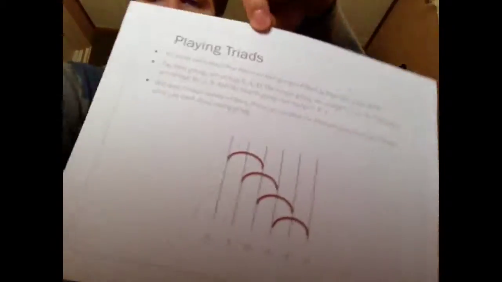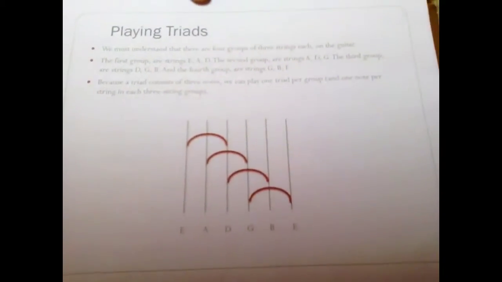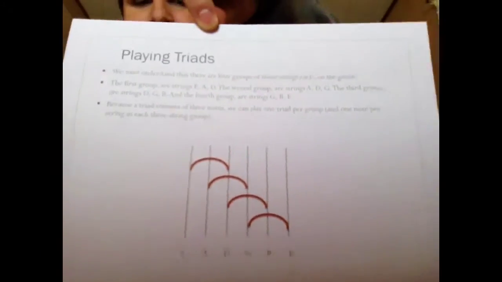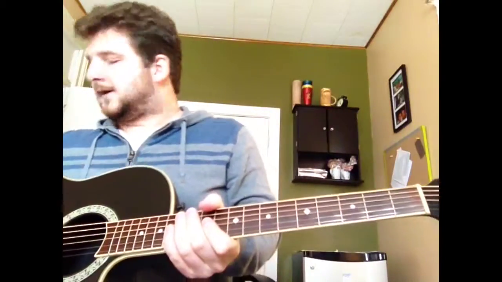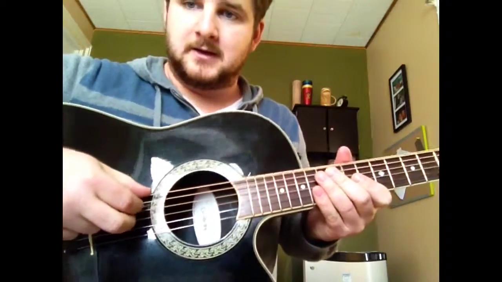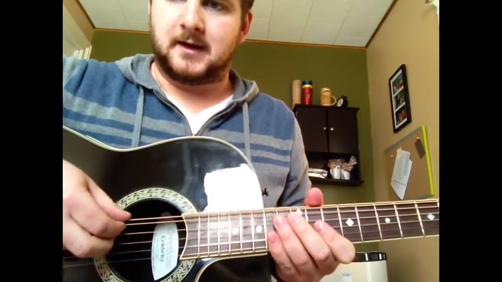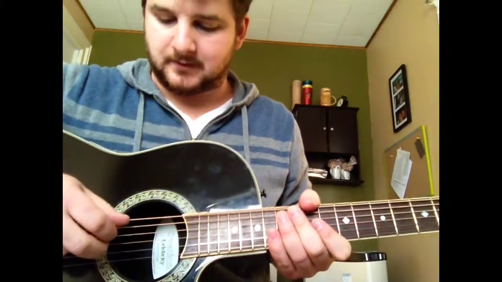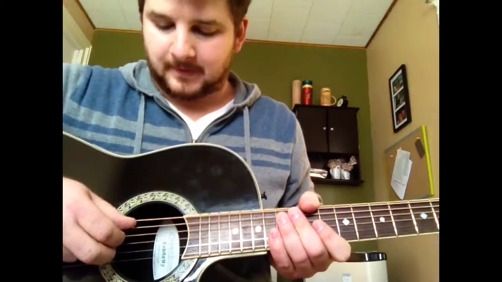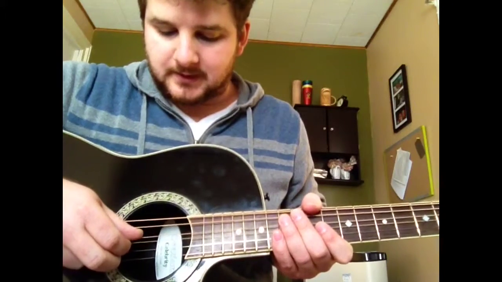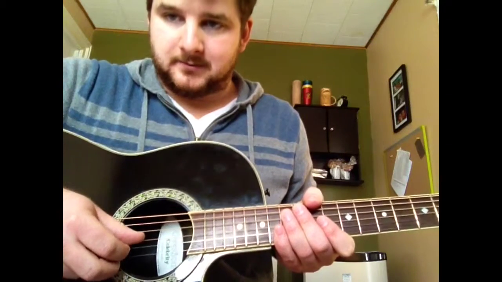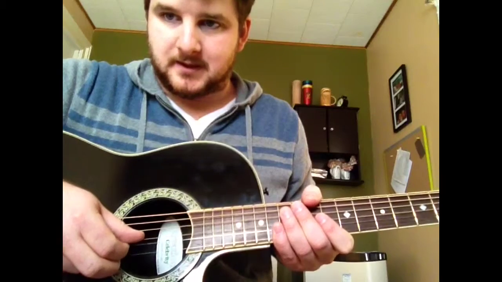In the next slide, we have 4 groups of 3 strings each. Those 4 groups: the first one being E, A, D. The second group being A, D, G. The third group being D, G, and B. And the last group, the fourth, being G, B, and E.